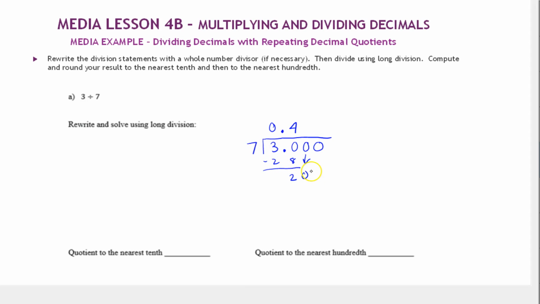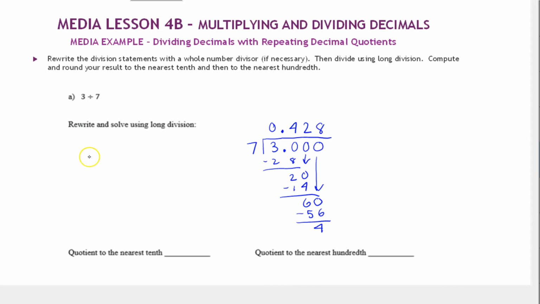7 goes into 20 2 times, because 7 times 2 is 14. Now I'll subtract. 20 minus 14 is 6. Bring down that last 0. 7 goes into 60 8 times. And 8 times 7 is 56. And now I have 4. And notice this decimal did not terminate. I could put a whole bunch of zeros here and keep dividing, and I would literally do that forever. But we know that we are going to round.